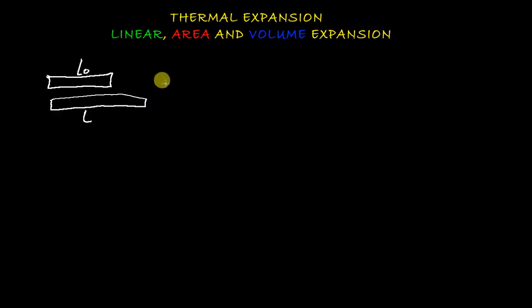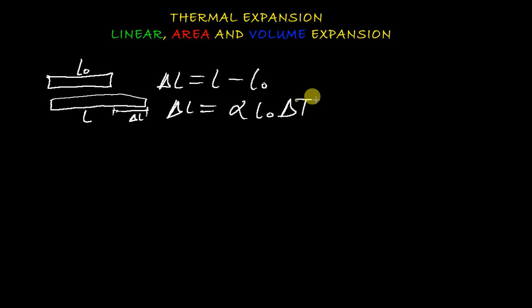To find the change in length, the change in length is just given by the final minus the initial length. So the change in length is just this part here. This is the change in length. So to find this distance, you say the final length, which is L, minus the initial length L0. This change in length can also be found by using this formula, which is alpha L0 times the change in T.